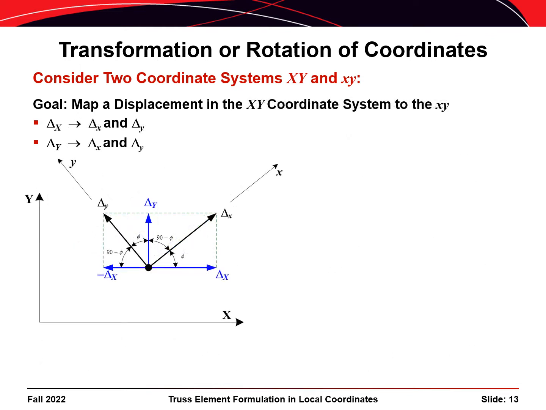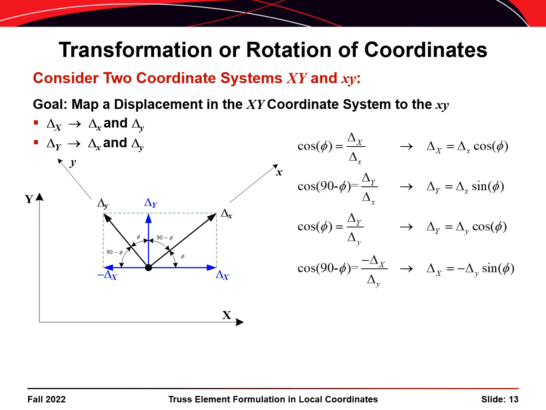Next, we'll do the same thing, but in the opposite direction. This time, we'll map the nodal displacements in a local coordinate system to displacements in a global coordinate system. On this slide, global displacements delta capital X and delta capital Y are now shown in blue, and local displacements delta lowercase x and delta lowercase y are now shown in black. We can use trigonometry again to determine the magnitude of the global displacements relative to the local displacements.